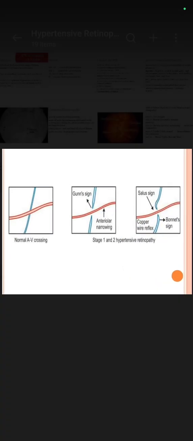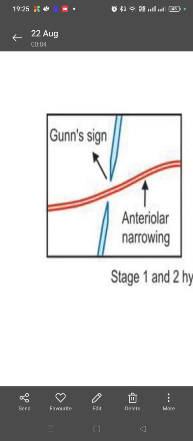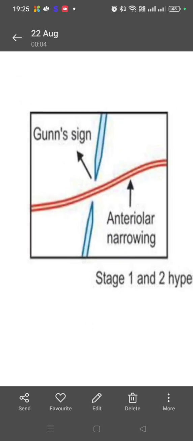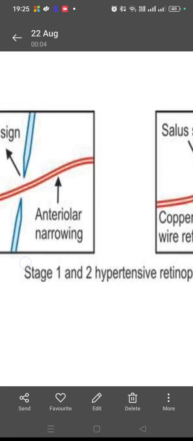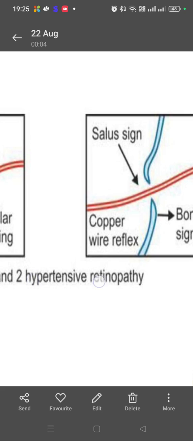Now what is Gunn sign? At the crossing of the arteriole, if you see the ends of the veins in this figure, the ends of the veins where the arteriole has crossed have become tapered. So this tapering of the ends of the veins at the arteriovenous crossing is called a Gunn sign. This Gunn sign is present in stage 1 and stage 2 of hypertensive retinopathy.